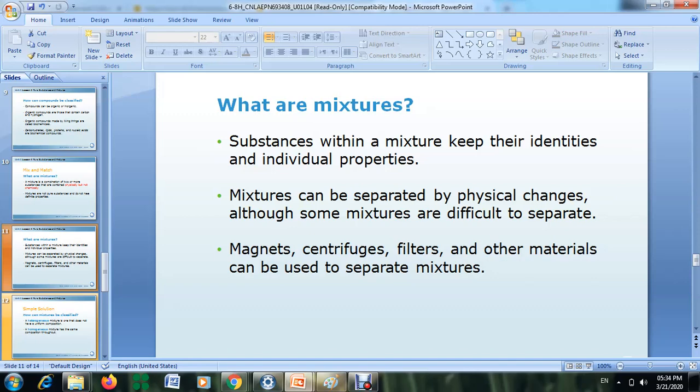I want you to go back to grade 7. We talked about different ways to separate mixtures. If you remember, if you have a magnetic material, you can use a magnet, or you can use filter paper.